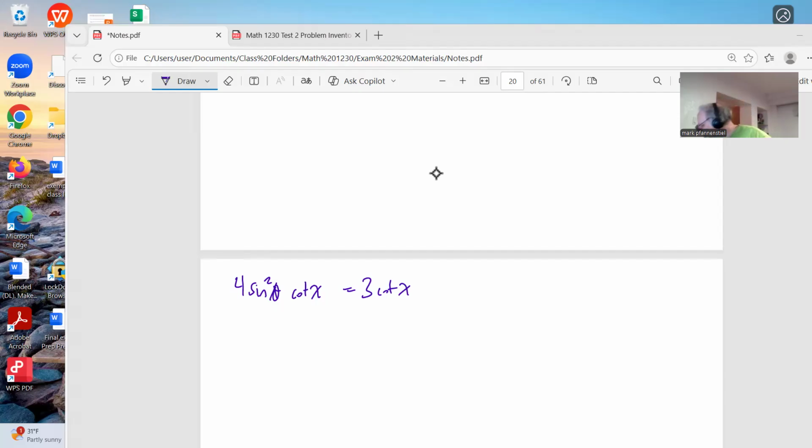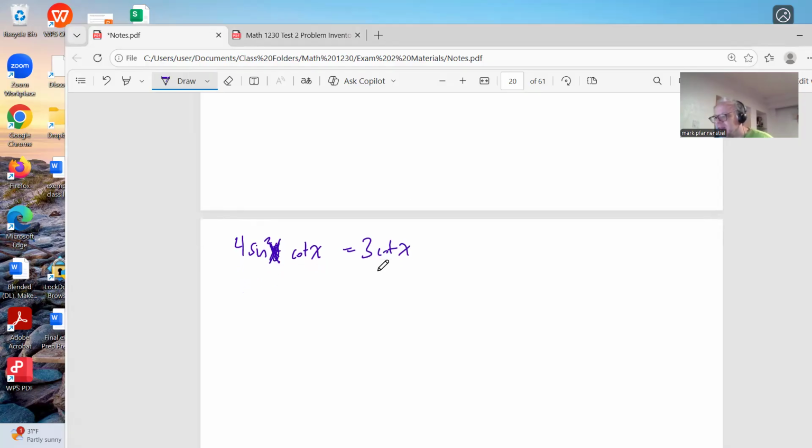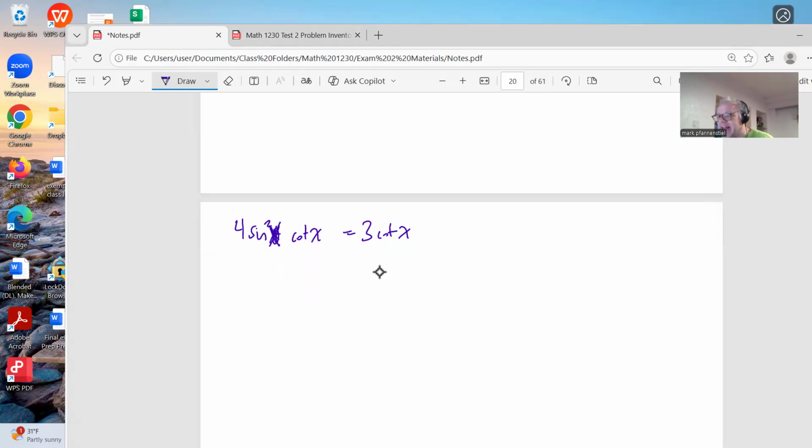We're going to be looking at, I think, problem number 6b. So we have 4 sine squared x cotangent of x is equal to 3 cotangent x. The big mistake that students typically make with this one is that they cancel the cotangent on both sides, which is a problem because you lose information. You lose answers.